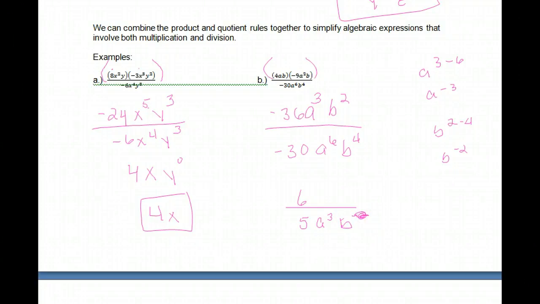I'm just going to erase that jumble and make it look better. Sorry. So I have b to the 2nd power. And that is our final answer there.